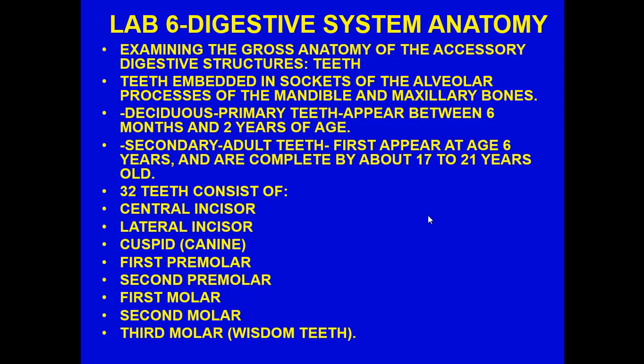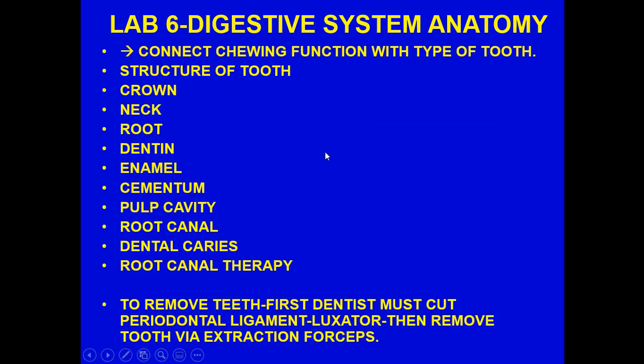The 32 teeth consist of the central incisor, lateral incisor, cuspid, otherwise known as the canine, the first and second premolars, and the first, second, and third molar. Now, the third molar is also referred to as wisdom teeth because some individuals' mouths are basically not big enough to handle that third molar. The erupting tooth can cause a lot of problems and sometimes has to be extracted.